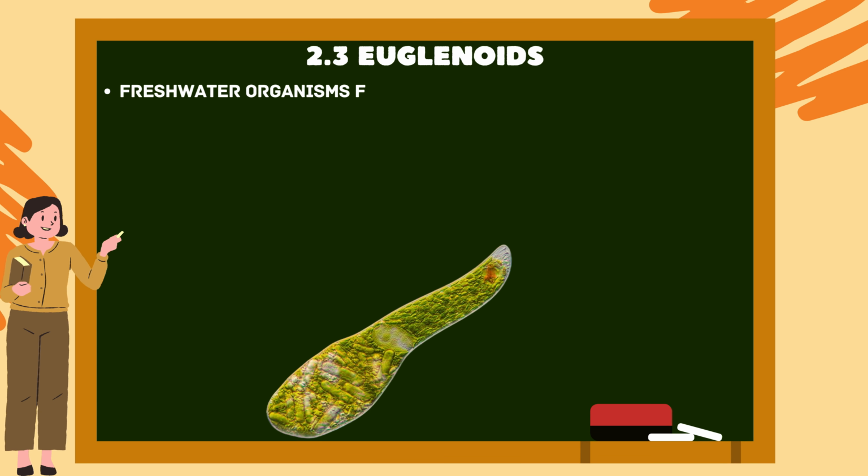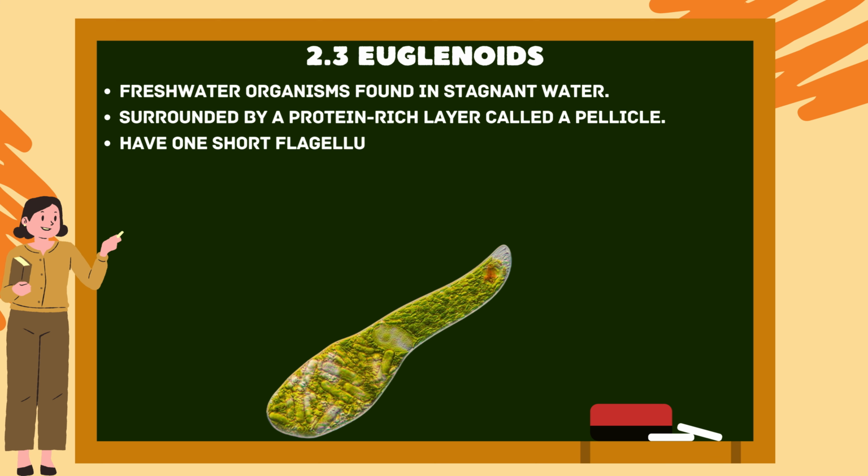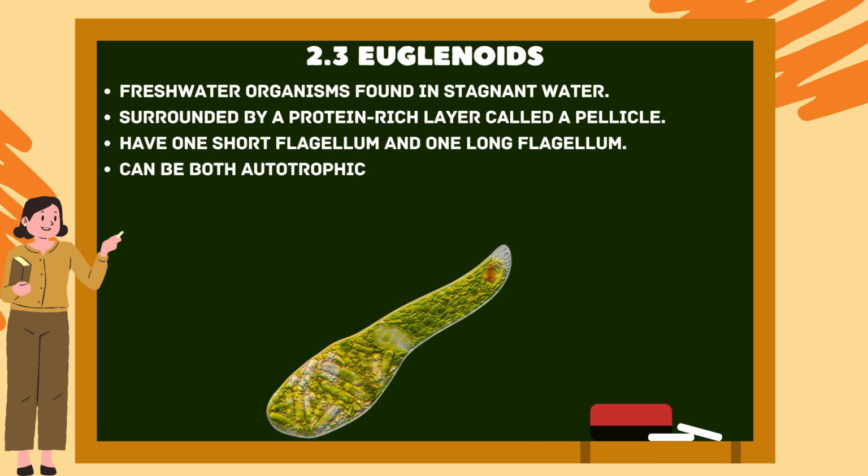Euglenids are freshwater organisms found in stagnant water. They are surrounded by a protein-rich layer called pellicle. They have one short flagellum and one long flagellum. They can behave as both autotrophic and heterotrophic organisms. For example, Euglena.